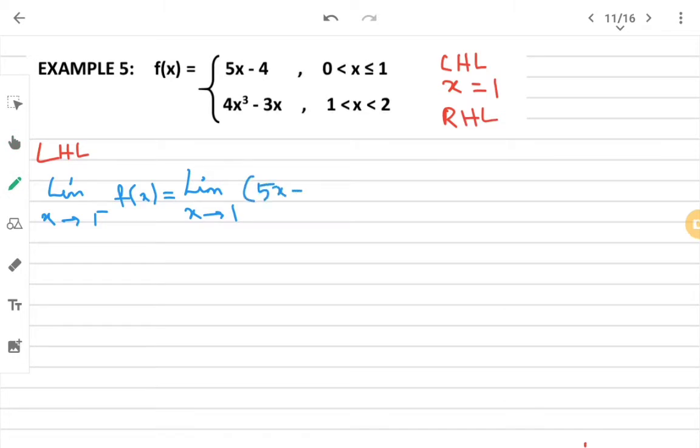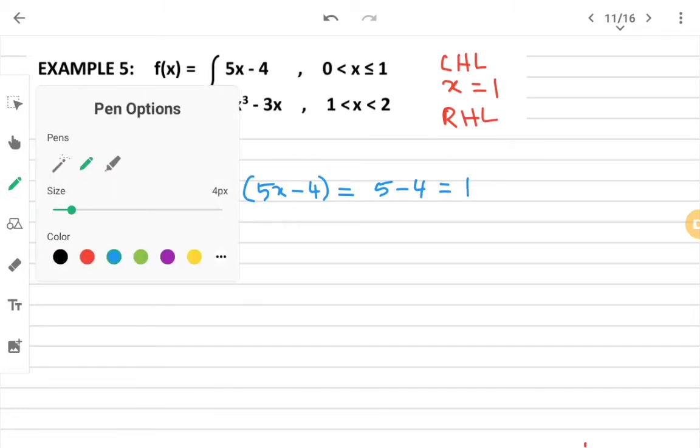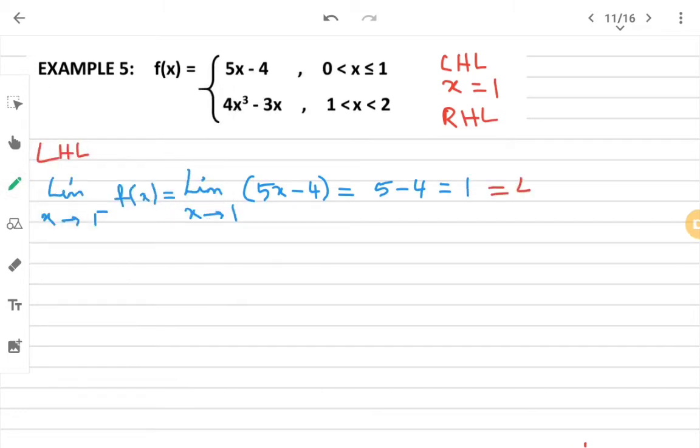5x minus 4. And now I am going to replace x equal to 1. So you will get 5 minus 4, that is equal to 1. And this is the left hand limit value. And now I am going to find the right hand limit. What is the right hand limit value?